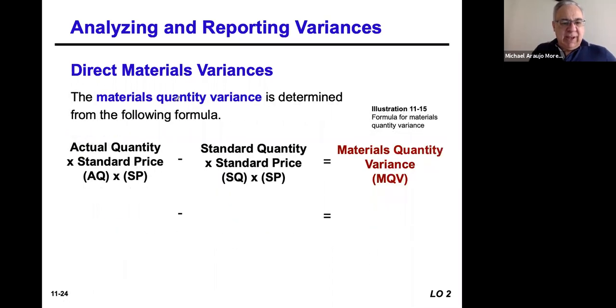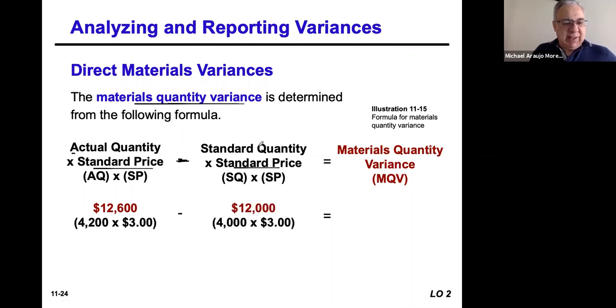But what about just looking at quantity? Same numbers, but now we're just looking at quantity. In order to isolate quantity, we're going to use the same standard price. So here we have actual quantity times standard price minus the standard quantity times standard price to see what happened here. The actual quantity was 4,200, standard price was 3, so that's 12,600. We had 4,000 as the standard quantity, standard price of 3, 12,000.